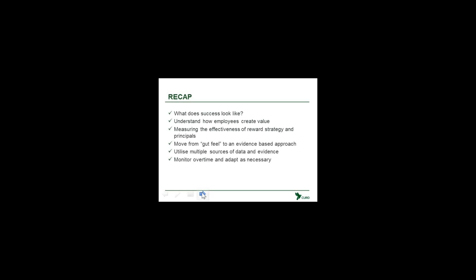Then you can start to get to the point of measuring the effectiveness and moving from that gut feel approach to a more evidence-based approach that uses multiple sources of data and evidence. And then obviously, as I said earlier, monitoring that over time and adapting as necessary.